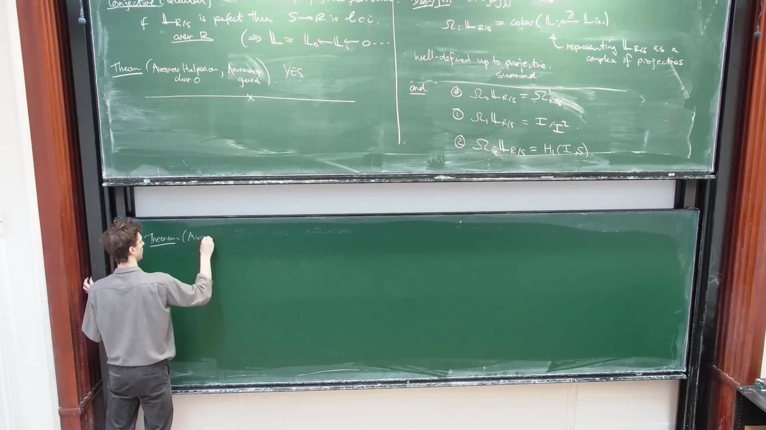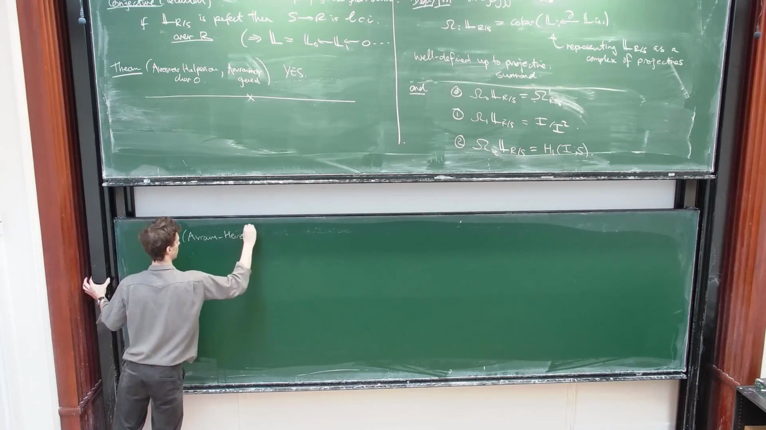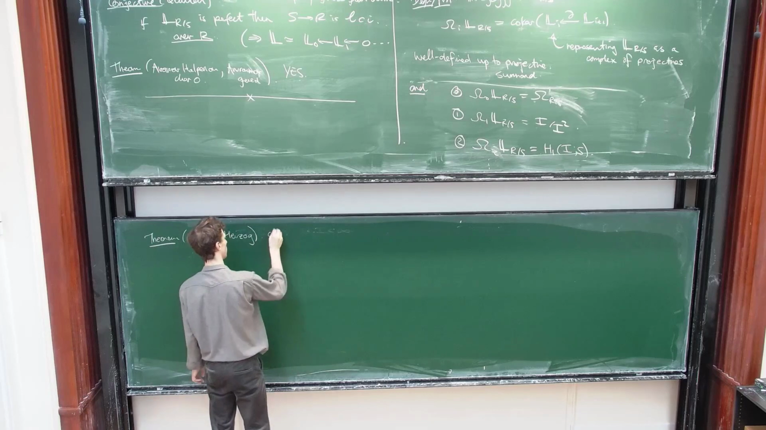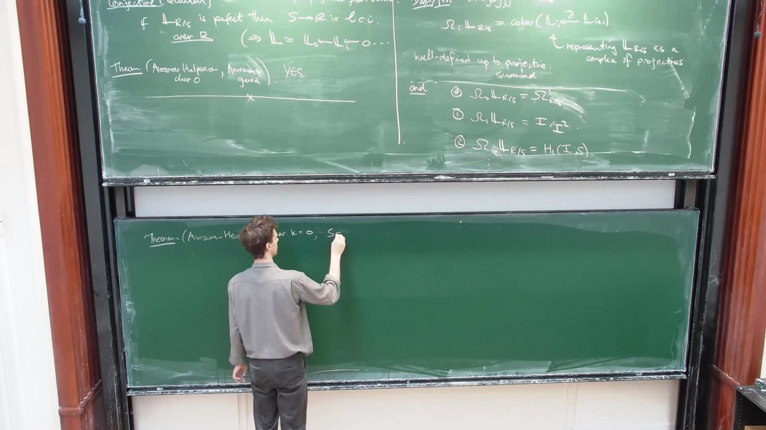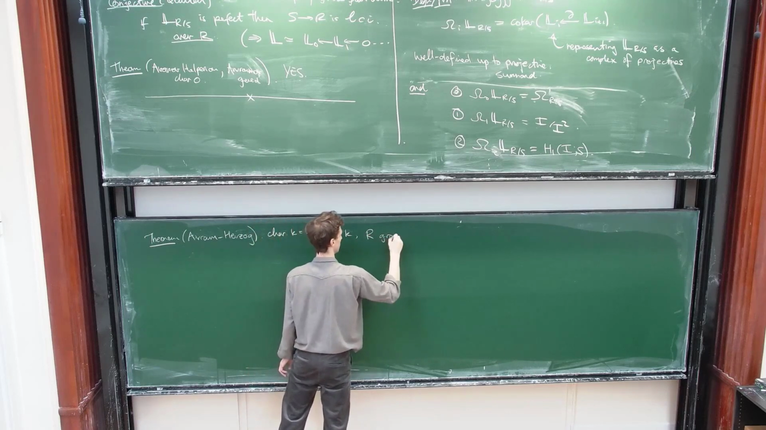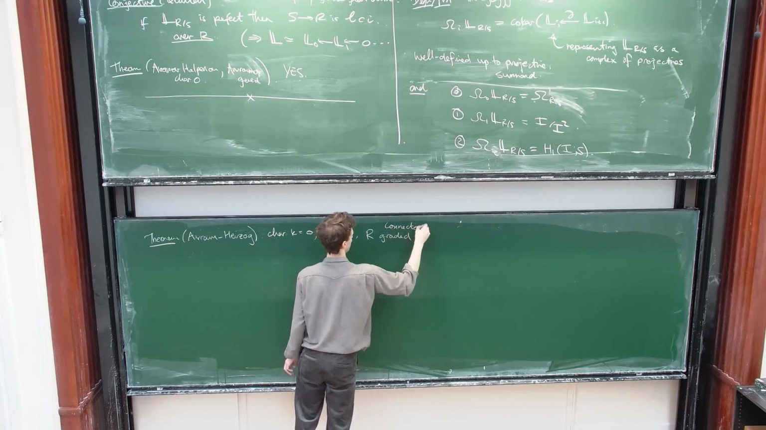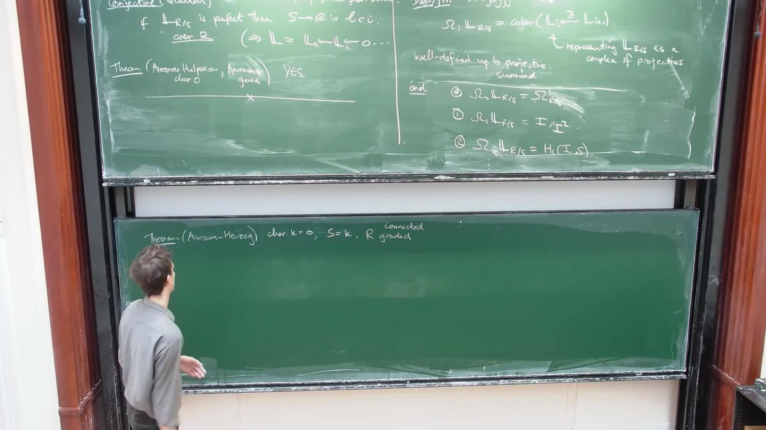Avramov and Hausdorff proved, again in characteristic 0, and actually S being a field in this case, and R being graded, so connected graded, generated by some variables in strictly positive degrees.